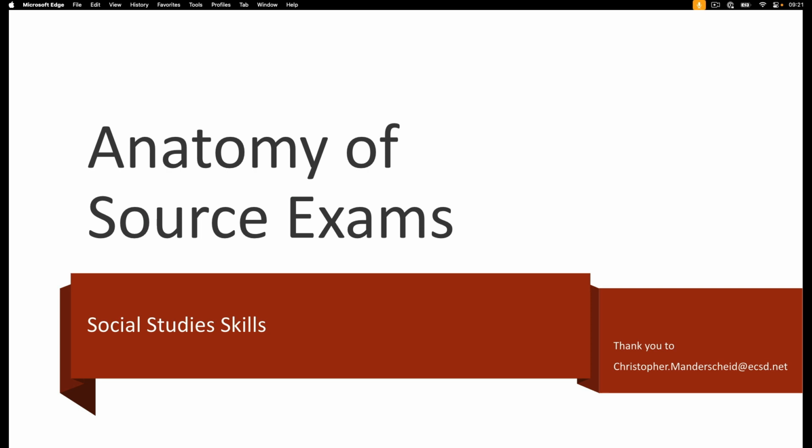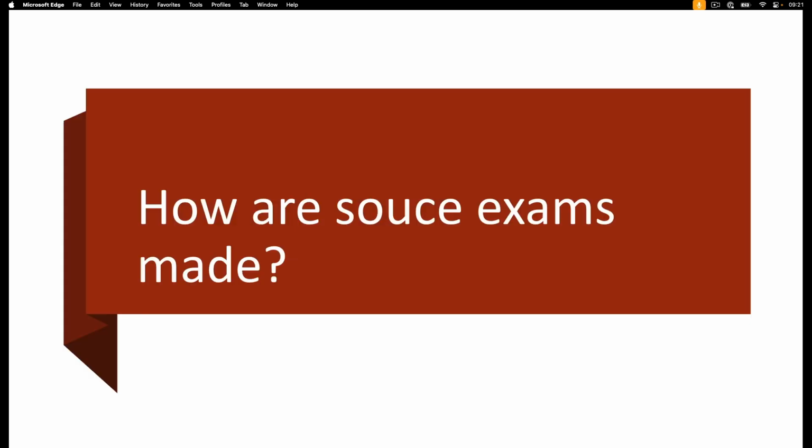Another social studies skill. This time, we're going to be taking a look at the anatomy of source based exams. How are they made? What are some of the elements that you'll see on them? Big thank you to Mr. Chris Manderscheid, who is our social studies consultant and who provided us with this kind of blueprint so I can share it with you. So, how are source exams actually made?